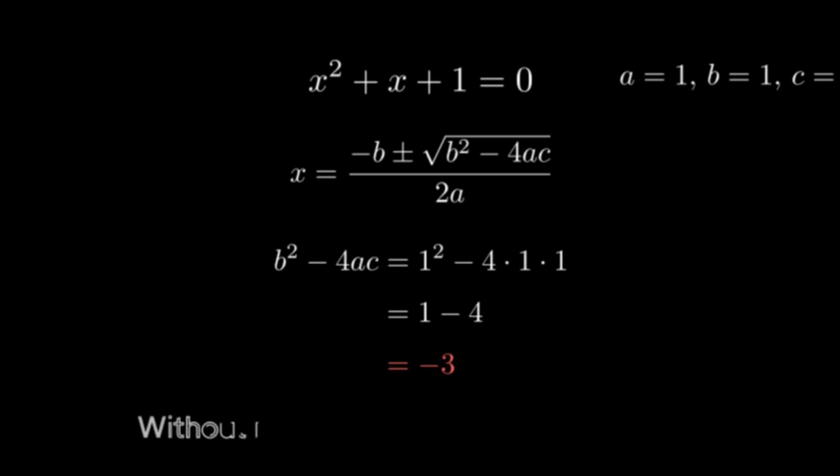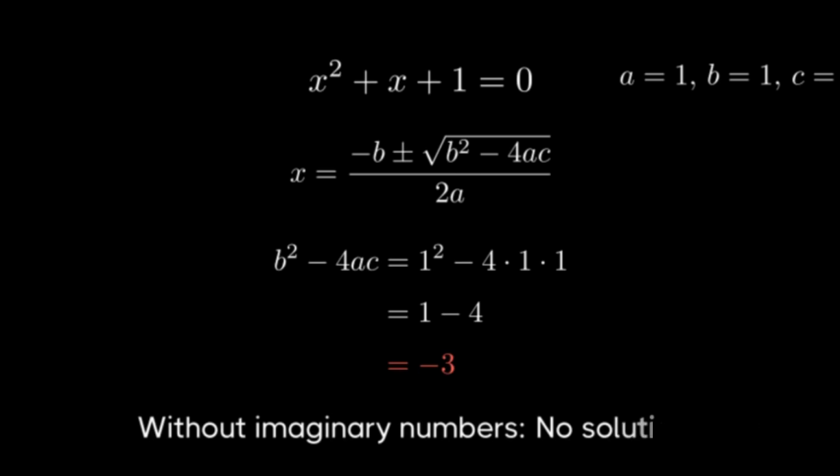In the real number system, which includes numbers like 2, -5, and the square root of 2, this equation would have no solutions. This is because we can't find a real number that, when squared, gives a negative result. But mathematics doesn't stop at real numbers. We can extend our number system by defining the imaginary unit i, where i squared equals -1. This allows us to express the square root of -3 as i times the square root of 3. Since the square root of -3 equals i times the square root of 3, we can rewrite our solution in a more standard form with the real and imaginary parts clearly separated.